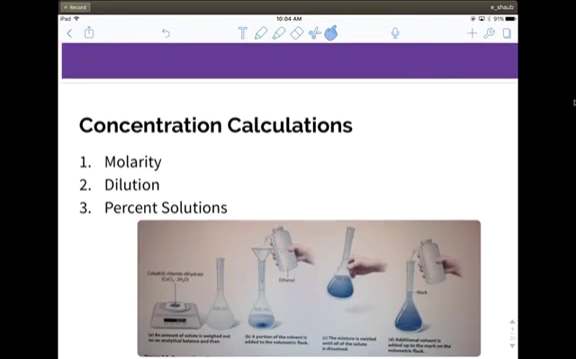So there are 3 main calculations we're going to look at. The first deals with molarity, the second is dilution, and then we'll also talk about percent solution. So these are the 3 main types of calculations that you should be familiar with.